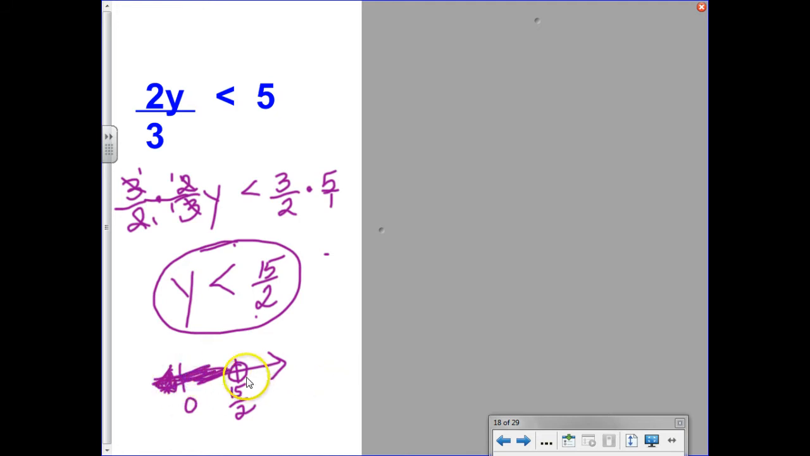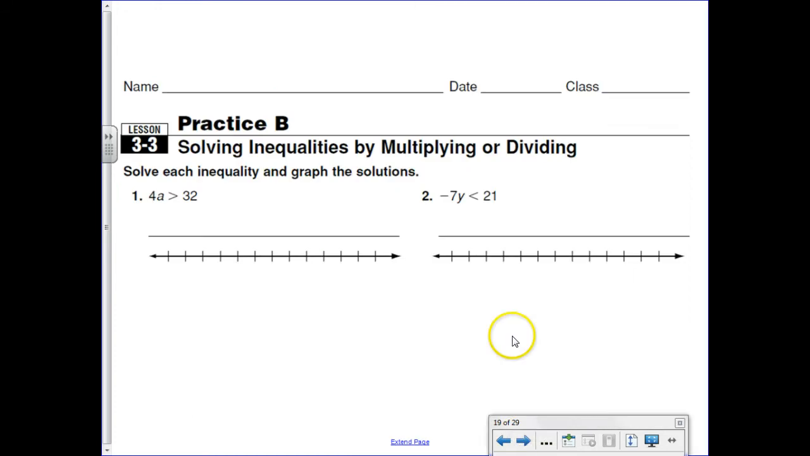Okay? All right, what I would like you to do is get out your workbook and open up to page 21. And let's do a few of these together so you get the hang of it. Okay, page 21, or just look for 3-3. Divide by 4.